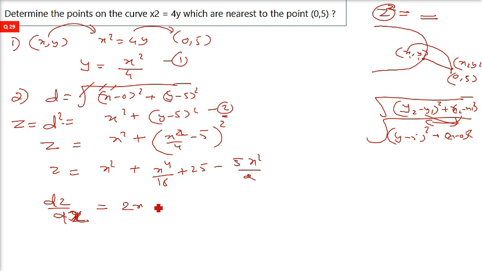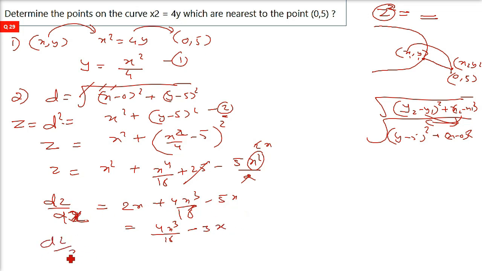I'm differentiating it now. Now x square will be 2x, x raised 4 by 16 is 4x cube by 16, and 25 will be 0. This is 5 by 2, x square will be 2x. Okay, now this one, 2x minus 5x is negative 3x. So you are going to get 4x cube by 16 minus 3x, and this will be dz by dx. What do you think will be the next step? Of course, this has to be placed against 0 in order to get the critical points. So this differentiation has to be equated to 0. That just means 4x cube by 16 is equal to 3x.